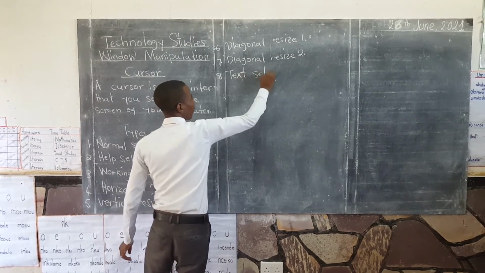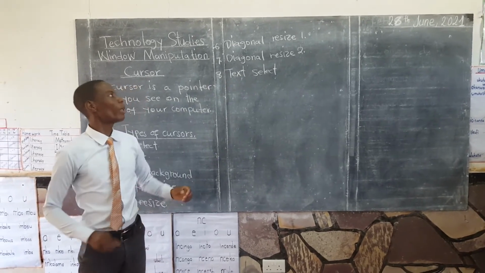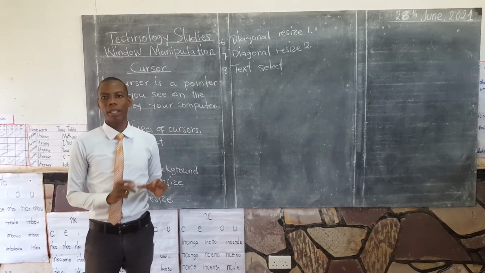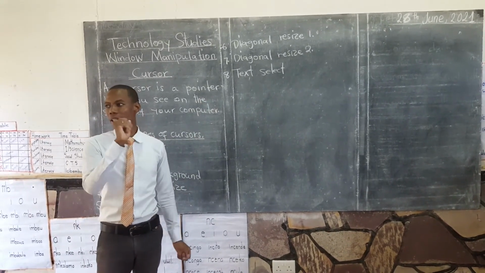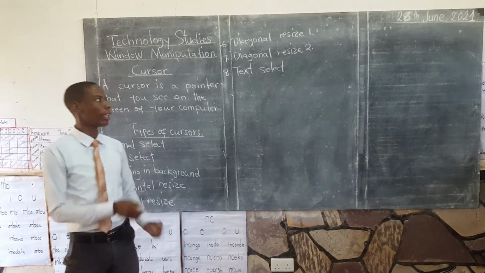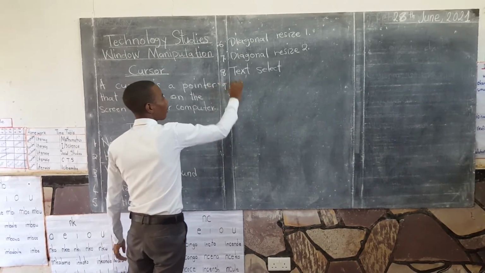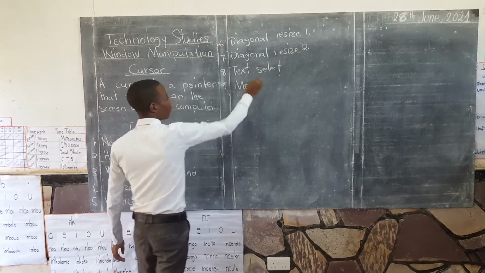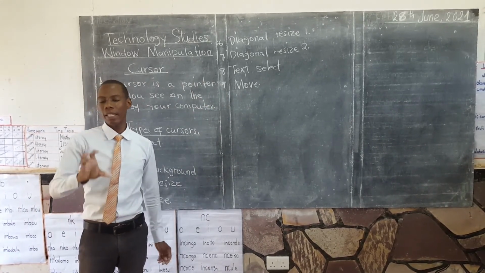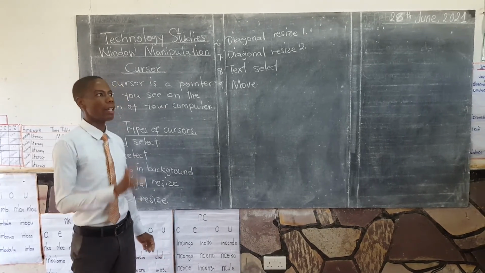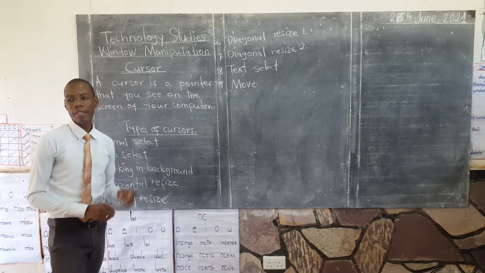Apart from that, we can even talk about the text select. This type of cursor, you see it when you are typing. You are typing in Microsoft Word, then you are going to see a cursor that blinks. It keeps on blinking as you are working. There is a cursor called move. This cursor appears if you want to move certain items. Then you are going to see the move cursor.